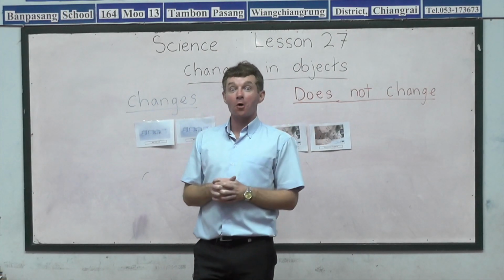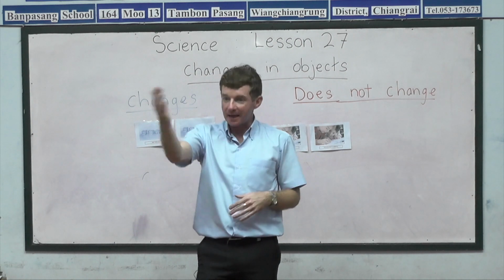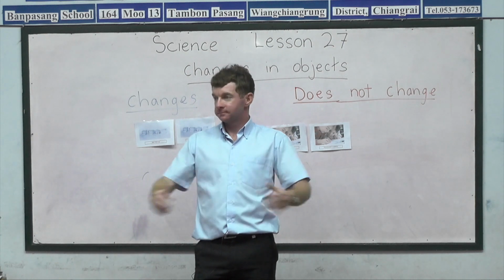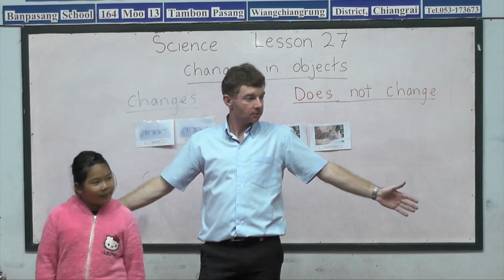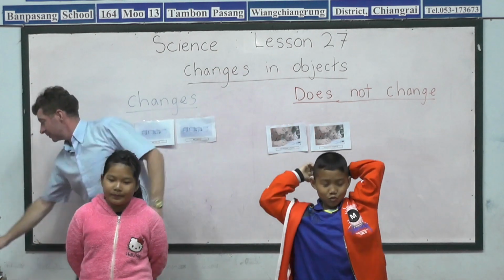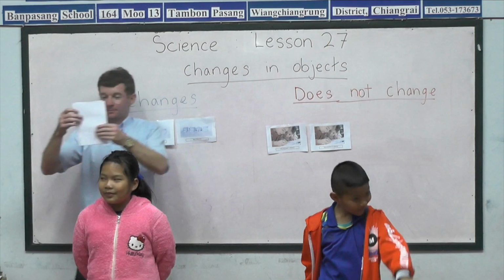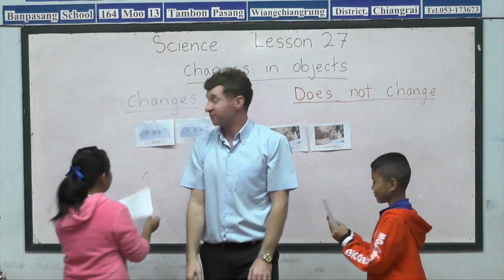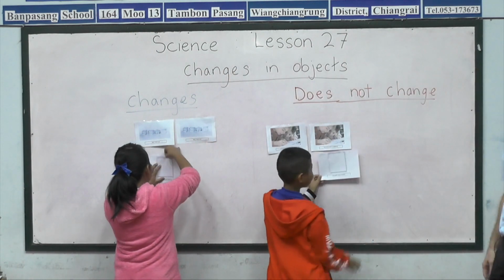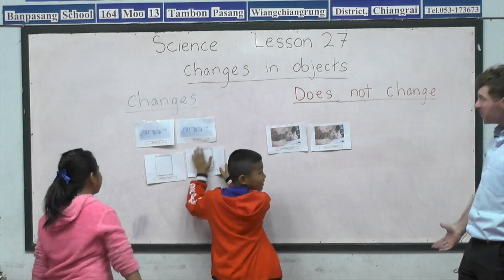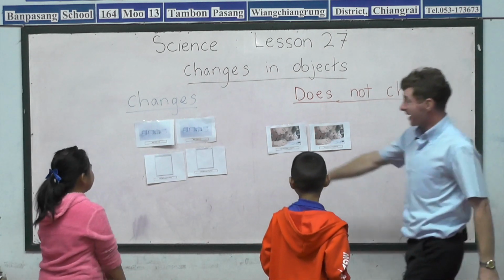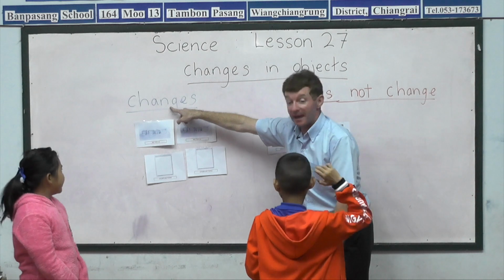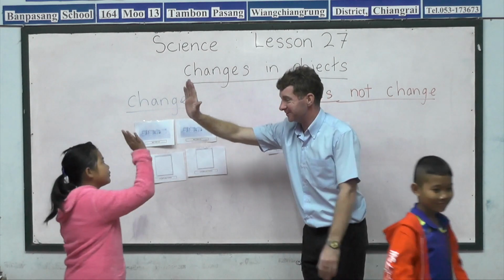And now it's time for our next pair of students. So Bang Pon and Lat Dao, can you come and join teacher? Come and stand at the front of class. Are you ready? Have a look. What do you have? Paper. Paper changes. Can we say crumpling paper? Crumpling paper changes. Excellent. High five. Round of applause.